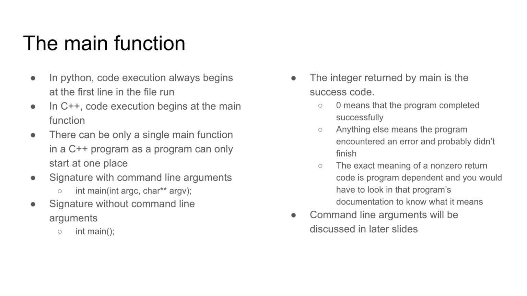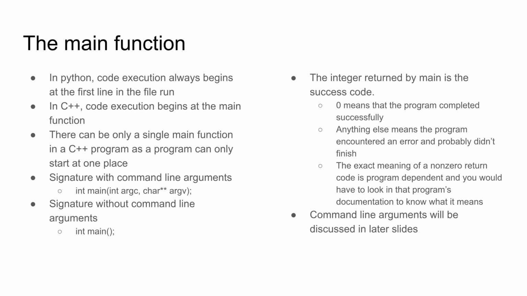If you want to accept command line arguments, which we will talk about later, you would have int main, int argc, char double star argv. Argc would be the number of command line arguments you received, and argv would be the actual arguments as C strings. But again, we'll get to that a little bit later. And if you're not going to accept command line arguments, it's just going to be int main.